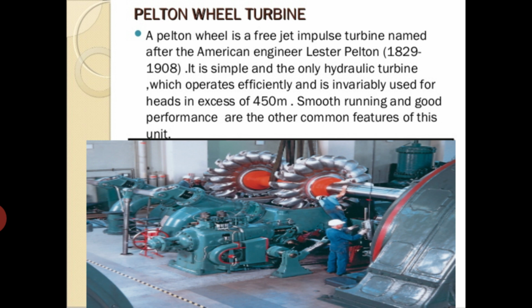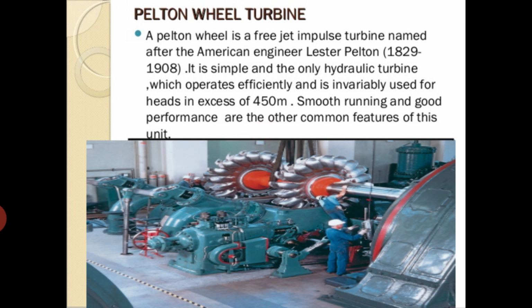As we know, the Pelton wheel is a free jet impulse turbine. It is named after American engineer Lester Pelton, and it was invented between 1829 and 1908. It is a simple hydraulic turbine which operates efficiently and is invariably used for heads in excess of 450 meters, and smooth running and good performance are other common features of this unit.